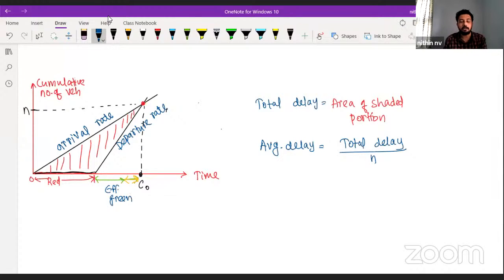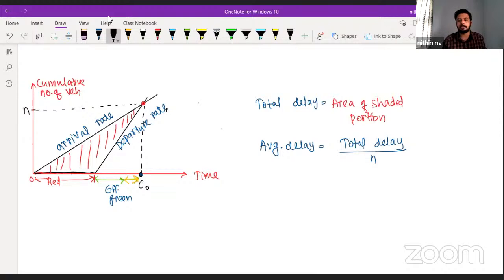This will be effective green only if it is C0. If it is meeting before C0, then it is not effective green, then correspondingly we have to take. That's why I told wherever it is meeting, if we are studying that concept, area of the shaded portion, we can easily calculate it from the particular graph. Is it clear? Okay.